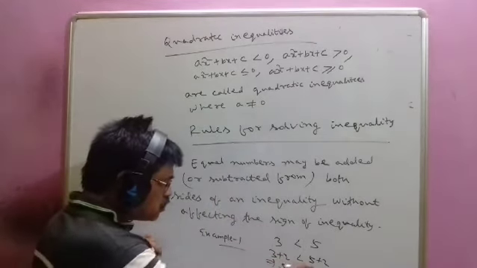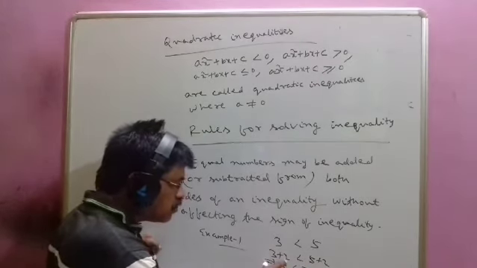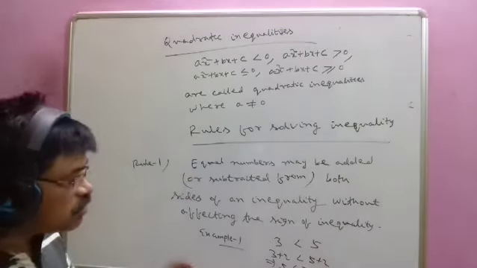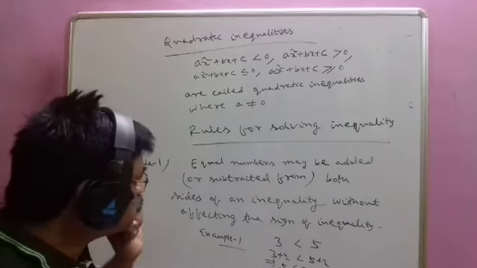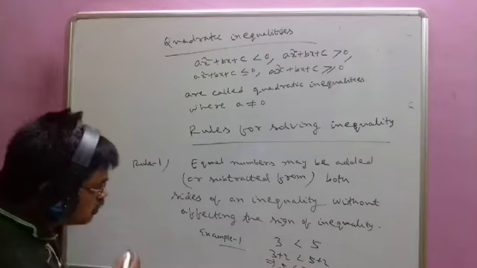So that's why equal numbers. Here the equal number is 2. Here I have added 2 on the left side, and on the right side also 2. Suppose here you add 2 and here you add 7. Then 2 and 7 are not equal numbers. So equal numbers must be added or subtracted from an inequality, without affecting the sign of inequality. Similarly, I will tell you another example.